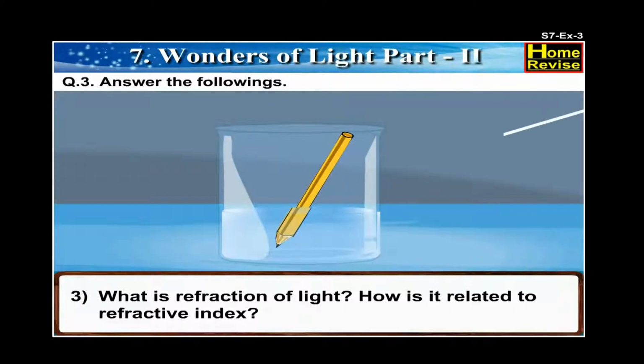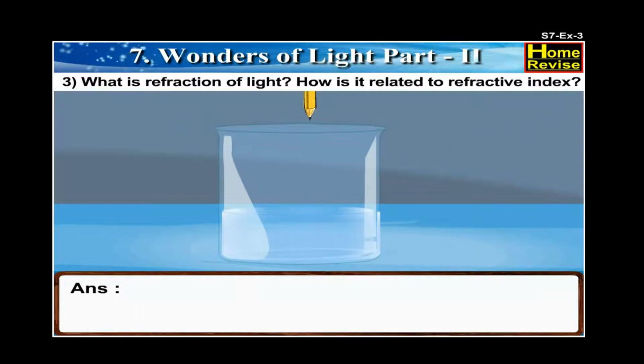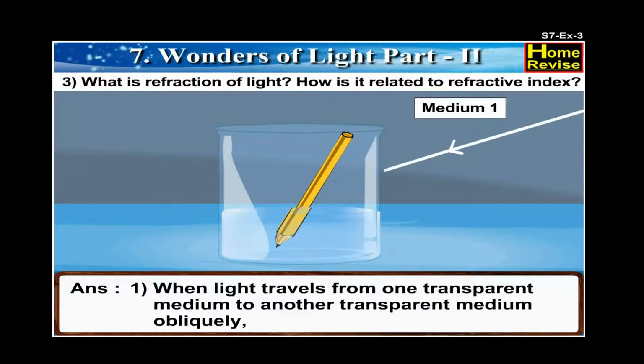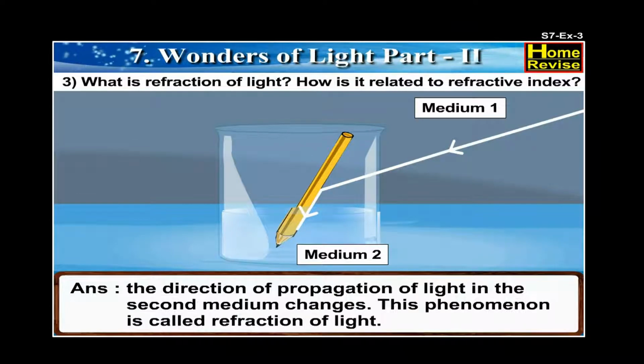Third, what is refraction of light? How is it related to refractive index? Answer 1. When light travels from one transparent medium to another transparent medium obliquely, the direction of propagation of light in the second medium changes. This phenomenon is called refraction of light.